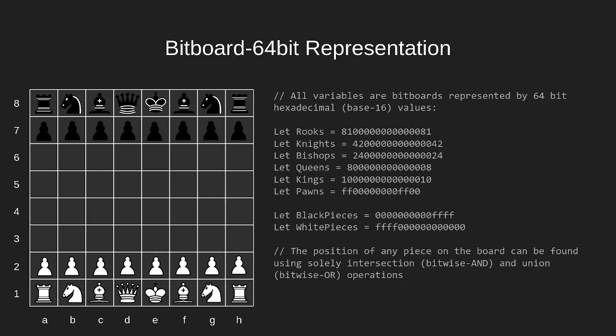6 are required for each type of piece: pawn, knight, bishop, rook, queen, and king. Then 2 more for each color, the black and white sides. Through set operations, we can determine all the information we need for evaluation and make move functions down the line.